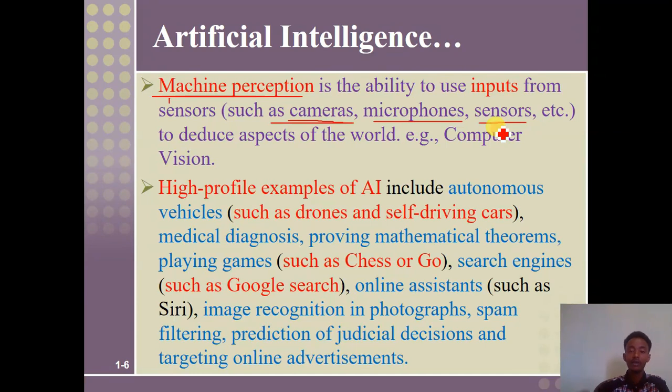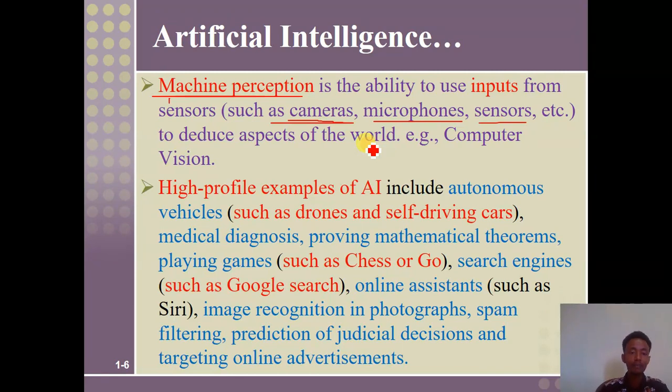Data can be in the form of an image. Microphones: our artificial intelligence devices may use microphones in order to detect or understand our voices, and also sensors to collect different kinds of data from the environment, to deduce aspects of the world or to understand what is happening in the environment through computer vision applications.